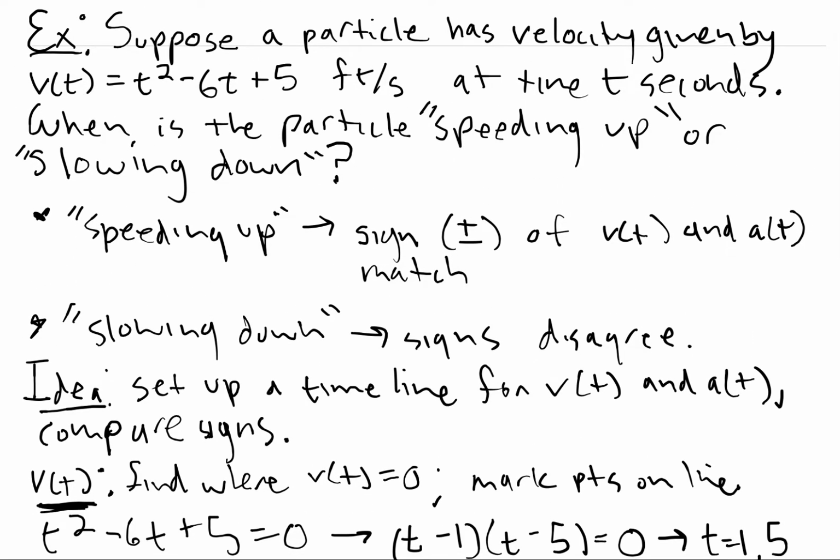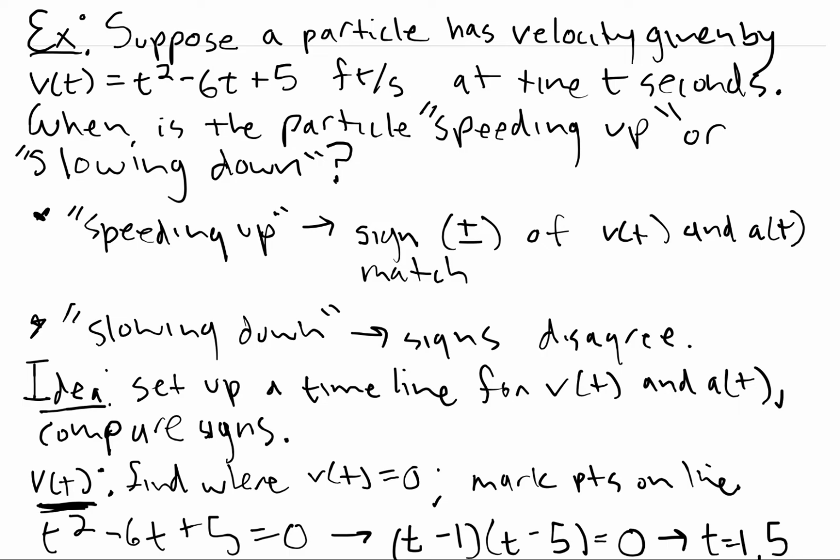I was trying to figure out when we were speeding up or slowing down. Now, what I needed to do to figure that out was set up a timeline for my velocity function, but also do a timeline for my acceleration function, so I could compare the signs. We just figured out when my velocity put us in the forward direction or the backward direction. What I want to do is basically the same exact thing for the acceleration function and figure out when that's putting us in the forward direction or the backward direction.